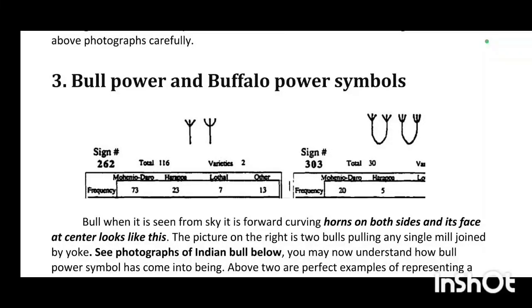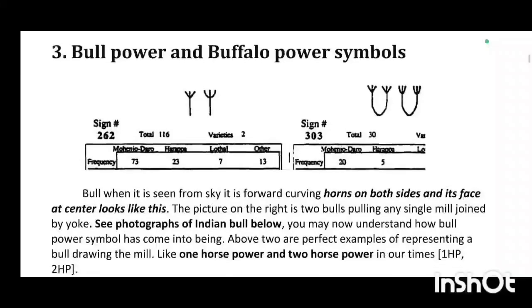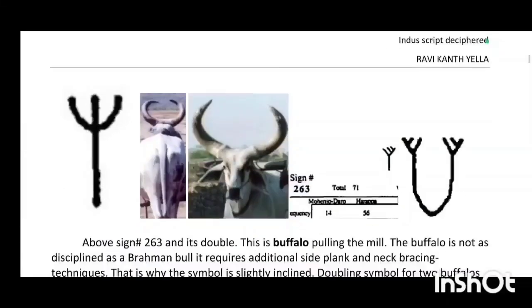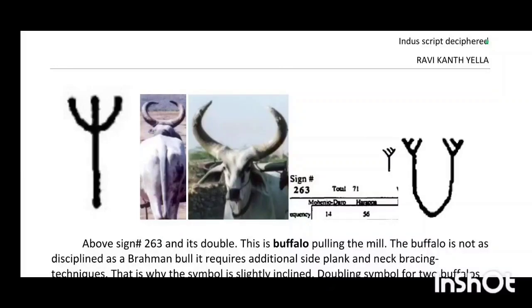Here, the trident-like symbol is a bull pulling that mill. The shaft is the spine and tail of the bull. The center is the face of the bull. On both sides, horns of that bull. In this way, the trident represents a bull pulling the mill. Here, two bulls pulling a mill.